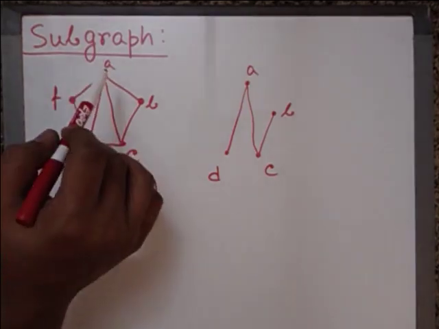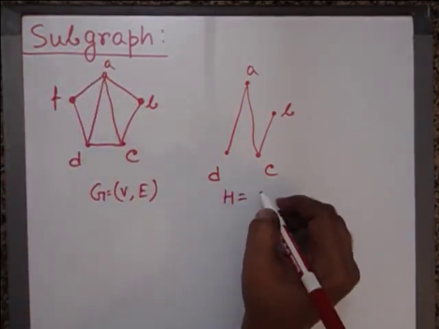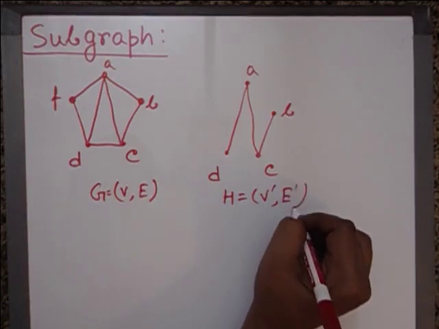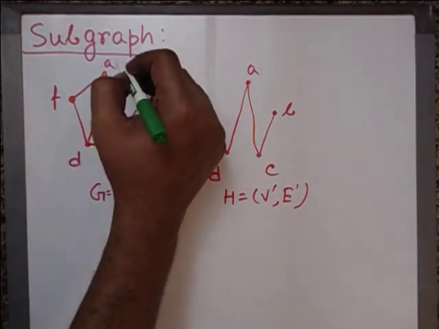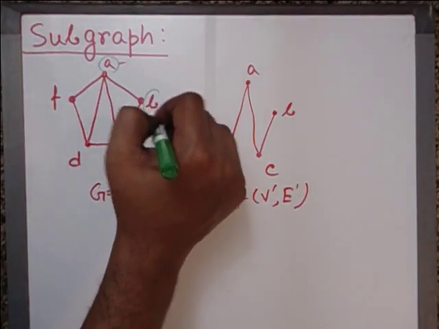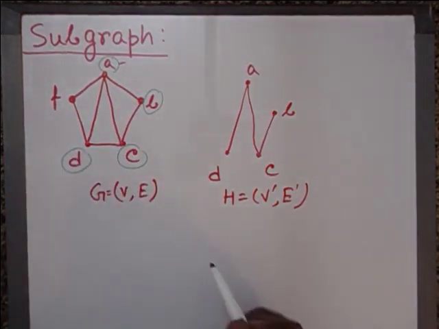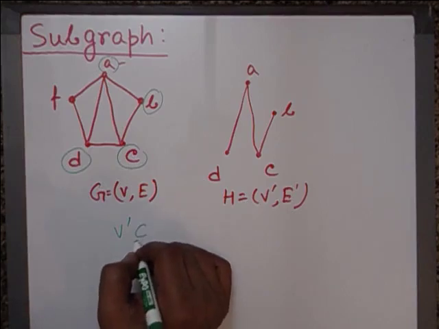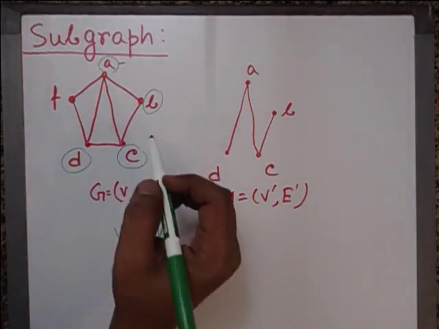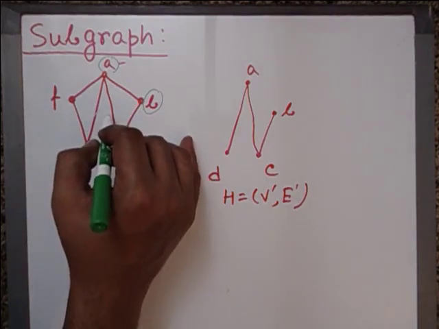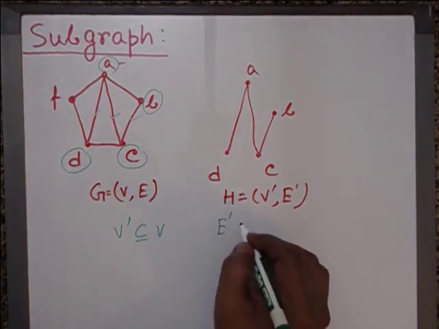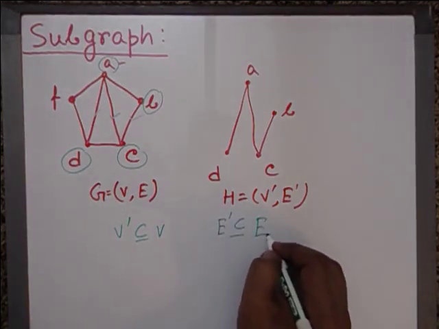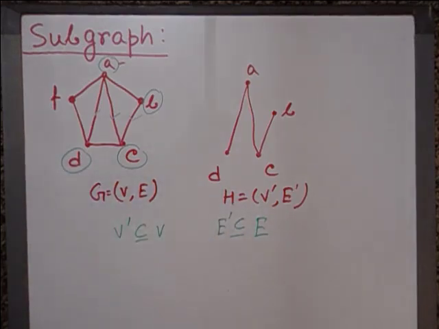Okay, so let's see. In this subgraph H, we have chosen this vertex, this vertex, this vertex, and this vertex. So definitely V prime is a subset of V. We have chosen this edge, and this edge. So E prime is also a subset of E. So H is a subgraph of G.